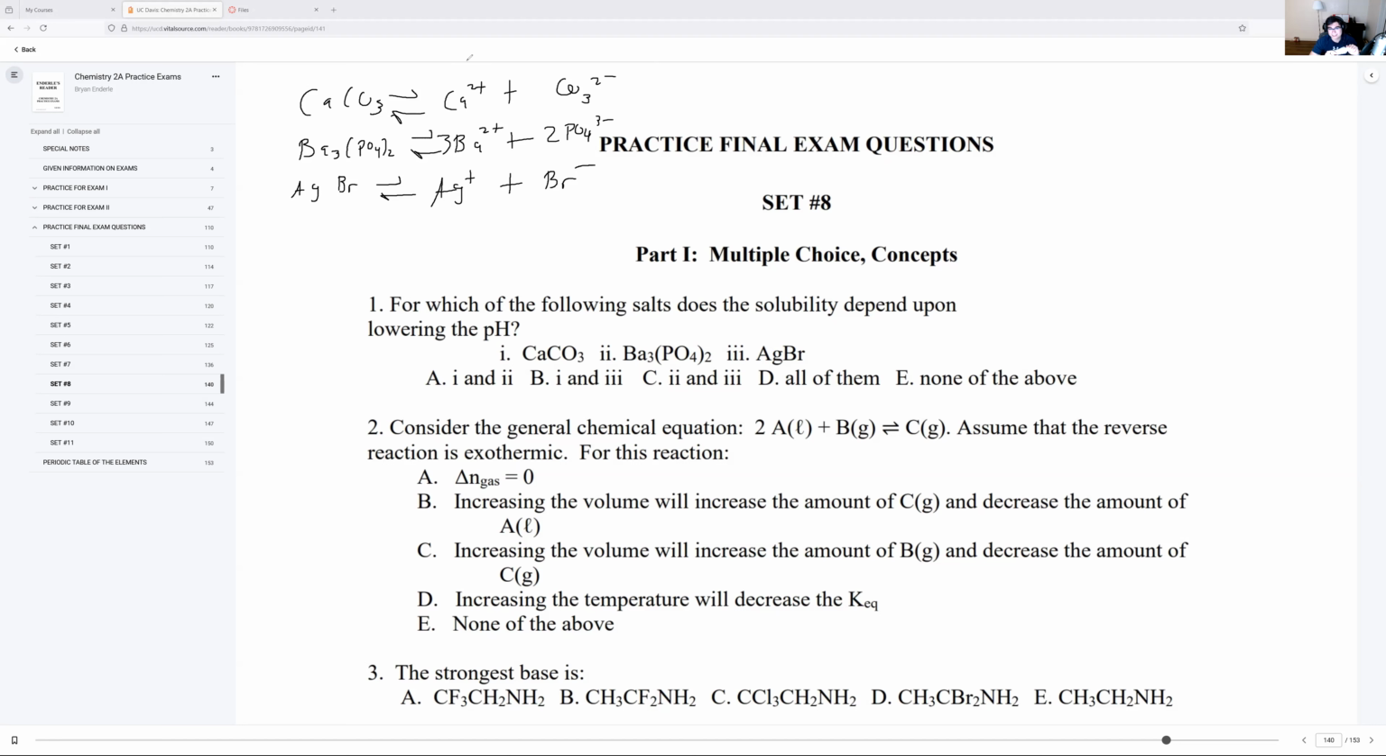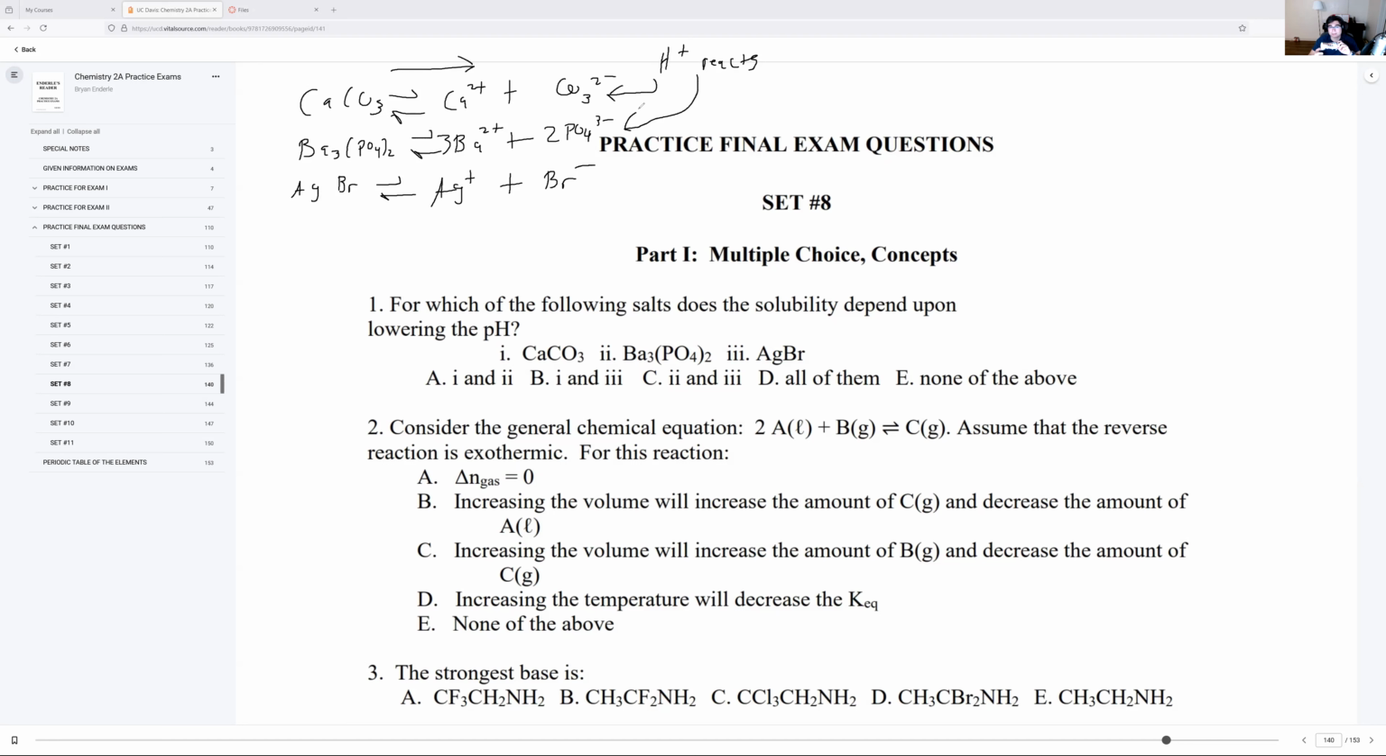Or you could also ask, does lowering the pH add a product here? In this case, none of them have an H as a product, which would lower the solubility. So this is just Le Chatelier's principle. From your solubility rules, or maybe you just have to have it memorized, carbonic acid, H2CO3, is a weak acid. So it will react, right? You have the conjugate base.